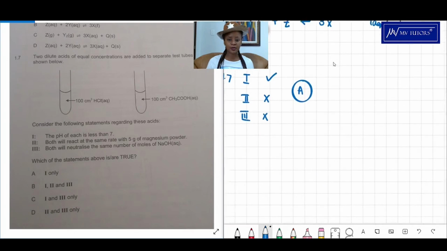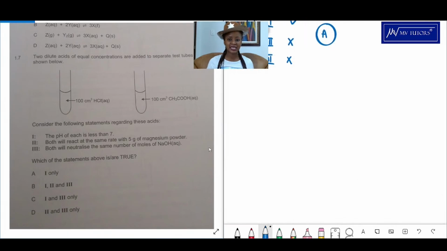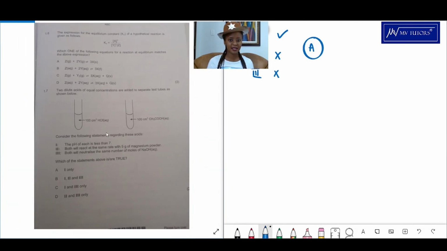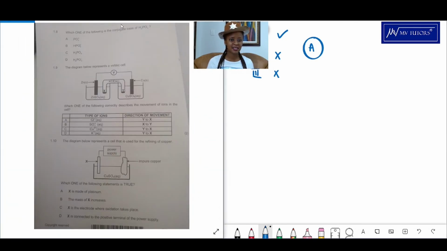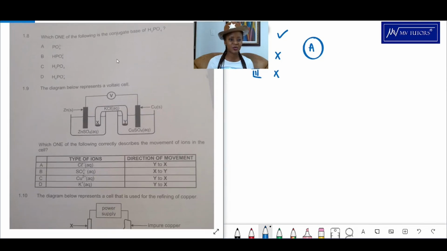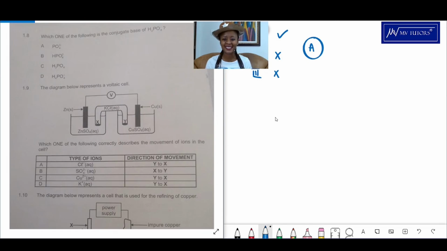Alrighty, and then let's go to 1.8. Okay, another page. Okay, this is the last. We're left with 3 questions, guys. Then we're there. Question 1.